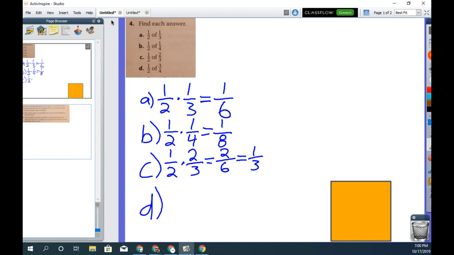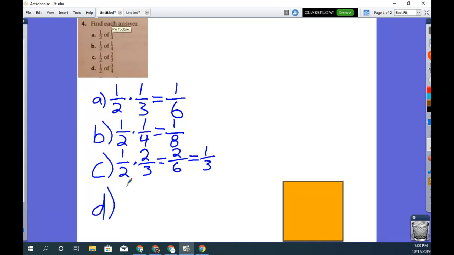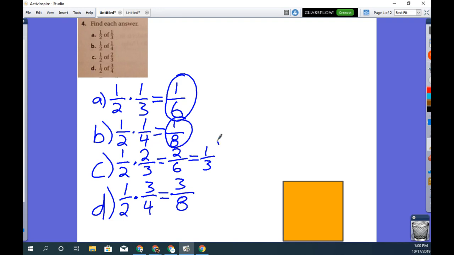Now we're on to D. In D, we are asked to take 1/2 of 3/4. That will get us 3/8. It's nothing to reduce there. Circle our answers. Mine are written a little close and a little messy. Sorry about that. I don't have lined paper. I guess I do have lined paper. I can import that. So that would be our problem number 4.